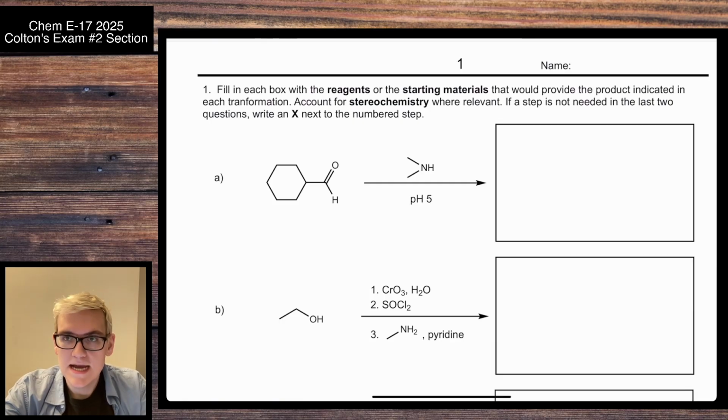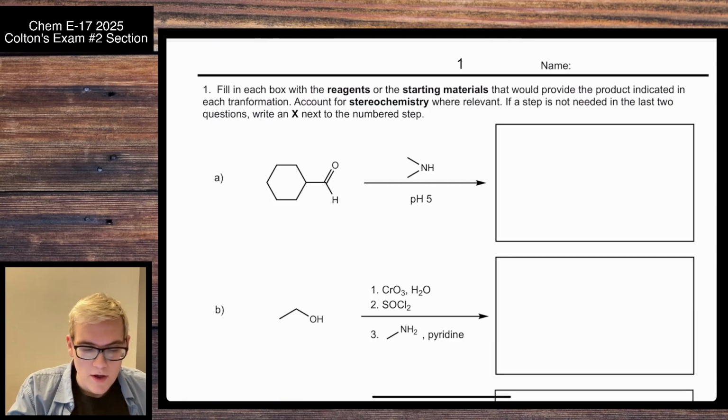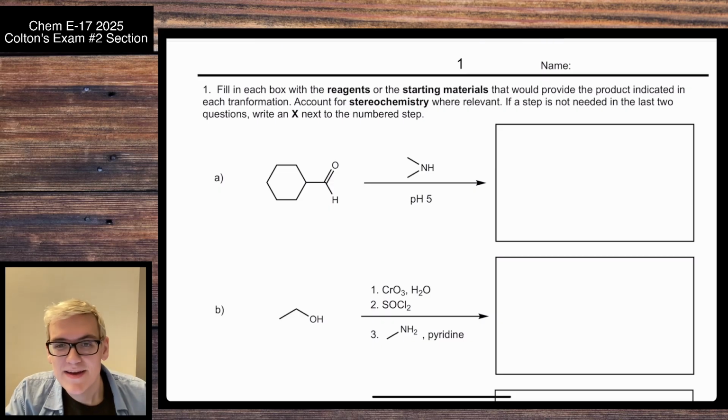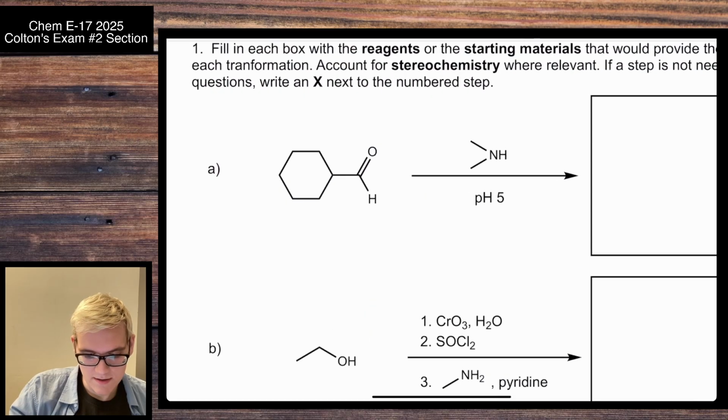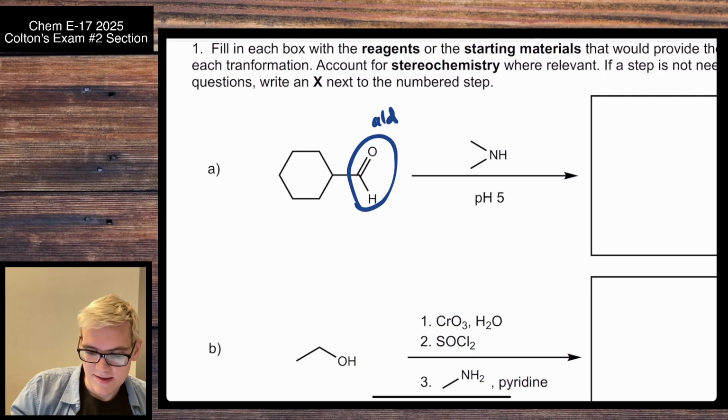Now, anytime we are doing our box problems, the first thing that we are doing is identifying functional groups. And then after we identify functional groups, we are trying to say, hey, are there any reactions that we learned that have these functional groups combining together? So, starting off over here, we have an aldehyde. We know many reactions with aldehydes. And then we have an amine.